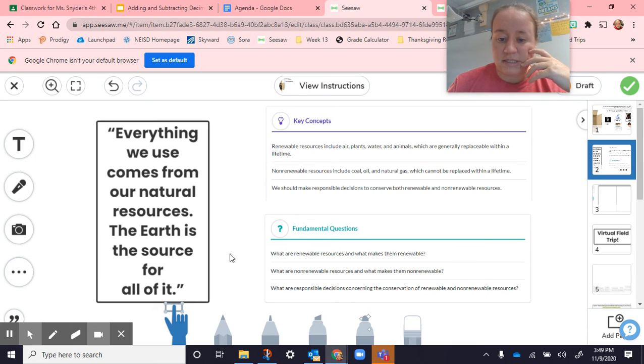Questions that we're going to consider, that we're going to be asking and answering throughout this: what are they and what makes them renewable? What are non-renewable and what makes them non-renewable? So understanding things that go in each category, and then why are they there? What classifies something as renewable? What classifies something as non-renewable? And then what responsible decisions concerning conservation can we make for both the renewable and the non-renewable resources?